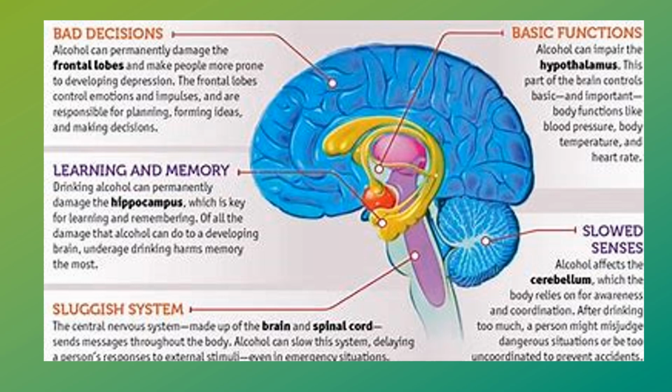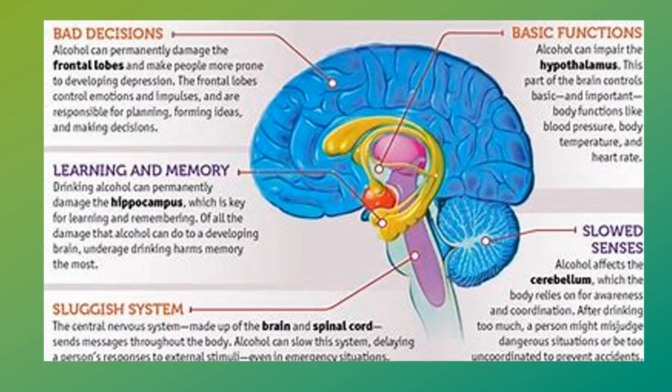So now we know that beer, wine, and liquor contain alcohol. We also know that underage drinking affects the healthy development of the brain. Being under the age of 21, your brain is still developing, and alcohol can permanently damage your brain and affect it to develop in a healthy way.